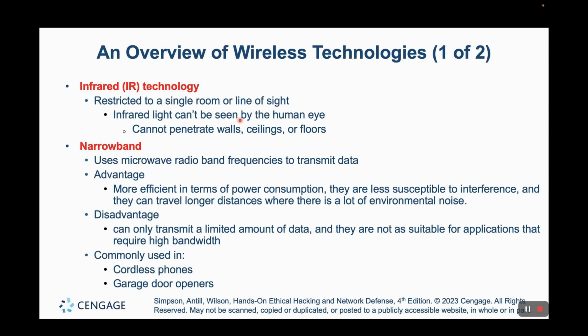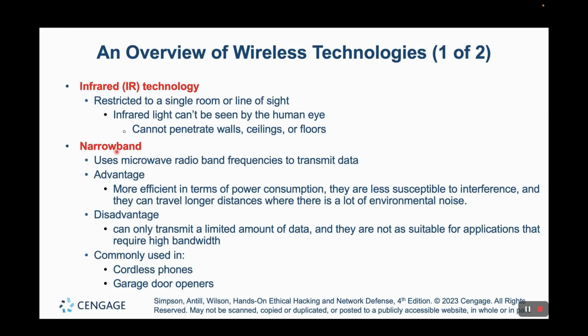Now there are other wireless technologies. The infrared technology, very old. It's restricted to a single room or line of sight. You can find it in cheap equipment, by the way. It cannot be seen by the human eye, and cannot penetrate walls, ceilings, or floors.